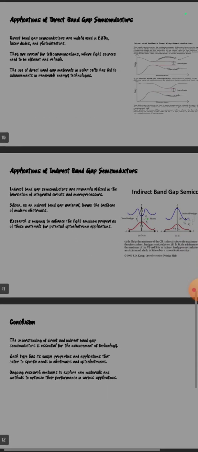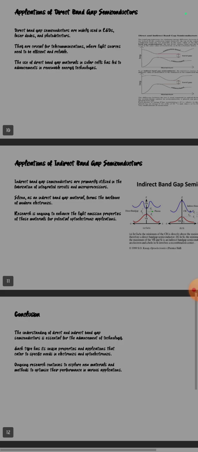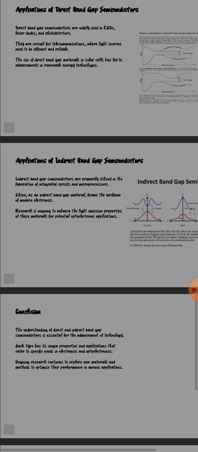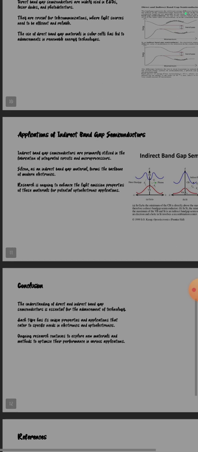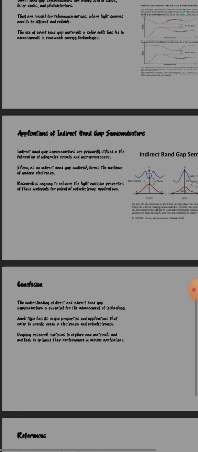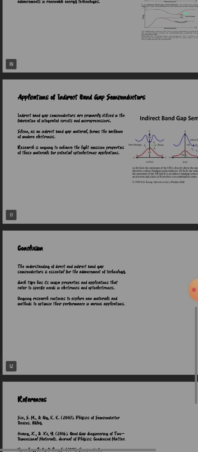Applications of indirect bandgap semiconductor. Indirect bandgap semiconductors are primarily utilized in the fabrication of integrated circuits and microprocessors. Silicon, an indirect bandgap material, forms the backbone of modern electronics. Research is ongoing to enhance the light emission properties of these materials for potential optoelectronic applications.